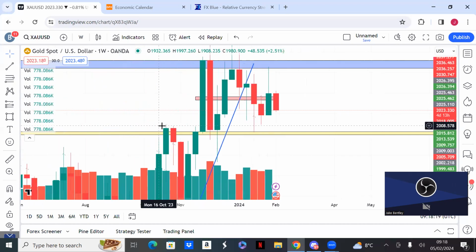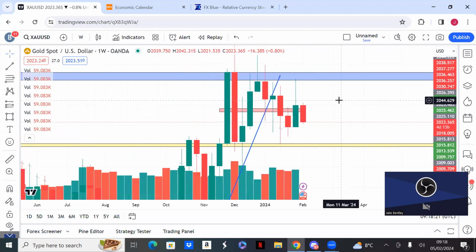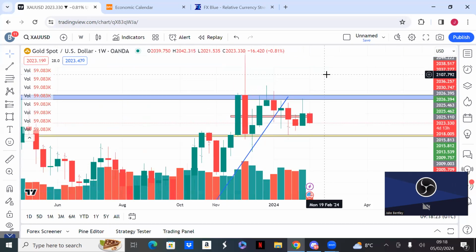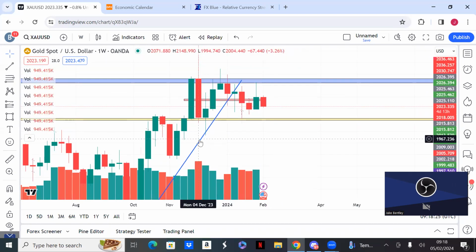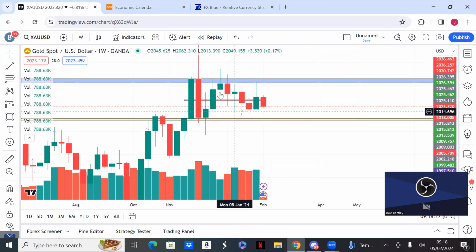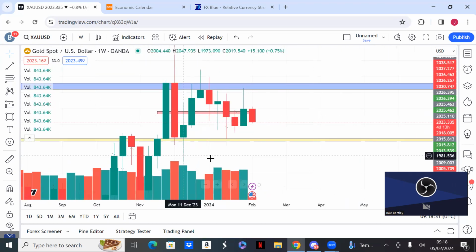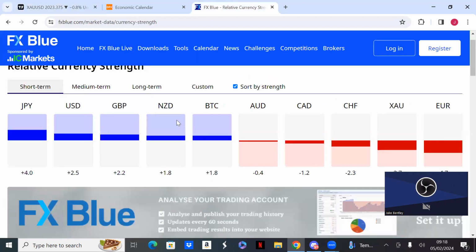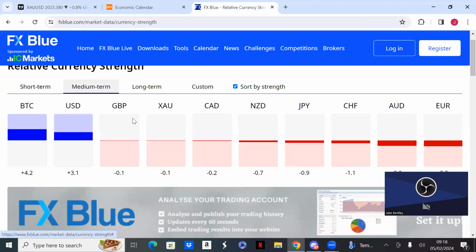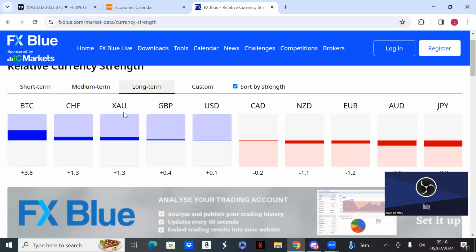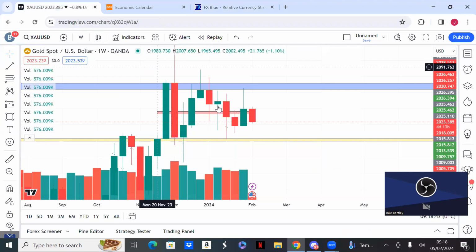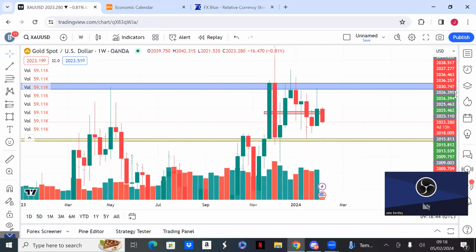So let's take a look at this. So last week, what happened last week? Again, we need to have a look at the overall price action of what's happening week by week and then determine, okay, what's going to happen this week? So let's have a look at the fundamentals. Medium term, gold is weaker than the USD. Long term, gold is stronger than the USD. Does it look like gold is stronger long term?